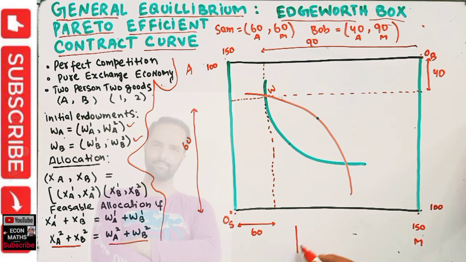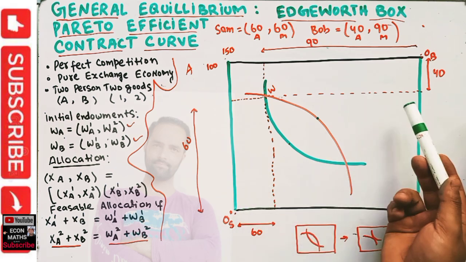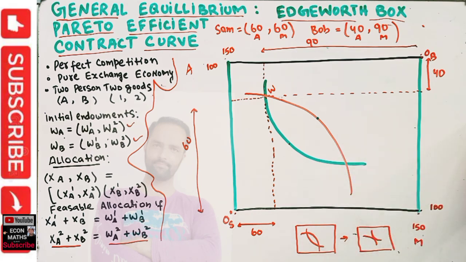Okay, so let us say this is our Edgeworth box initially, and we have two indifference curves that form a lens-shaped figure. If we are able to vanish or diminish or get rid of this lens-shaped figure, like this, then we say that we are reaching a Pareto efficient point. By Pareto efficient we mean when the indifference curves of the two persons are tangent to each other.